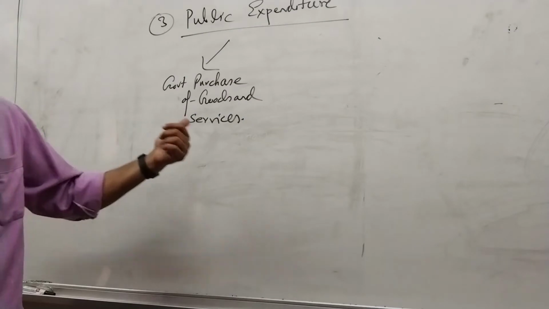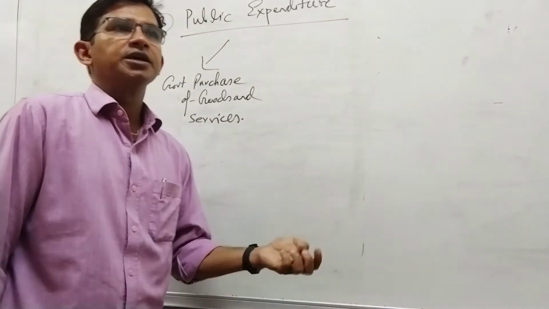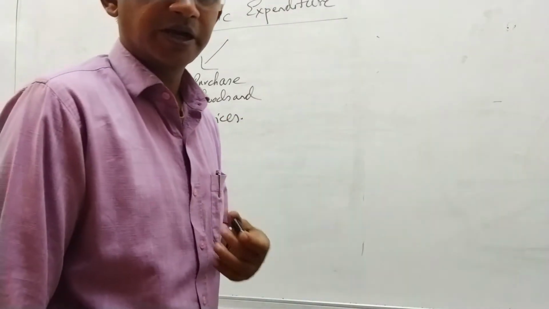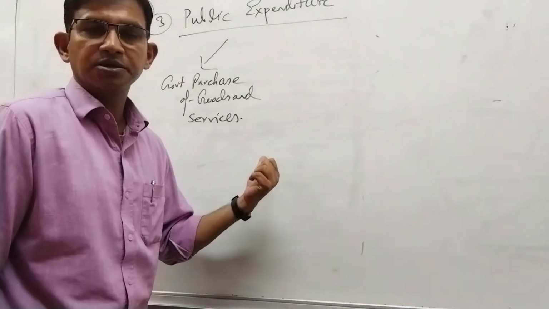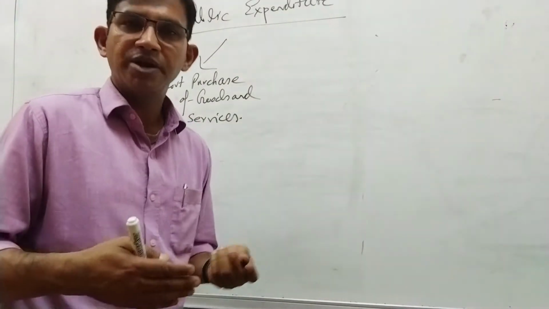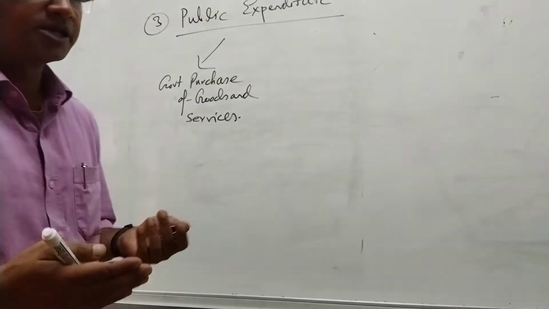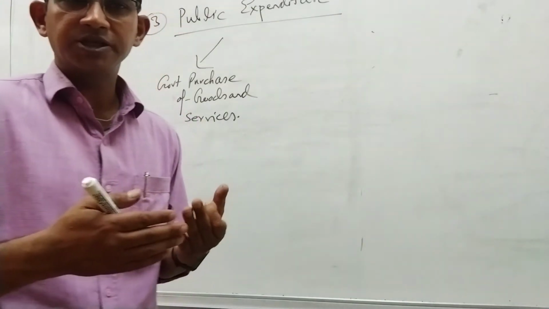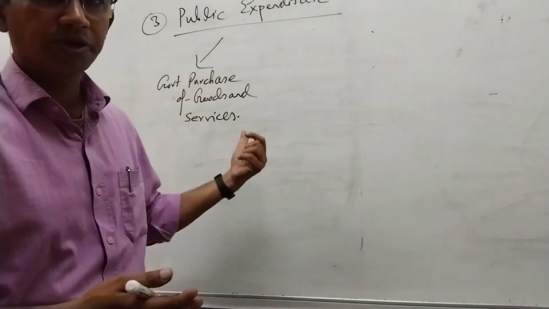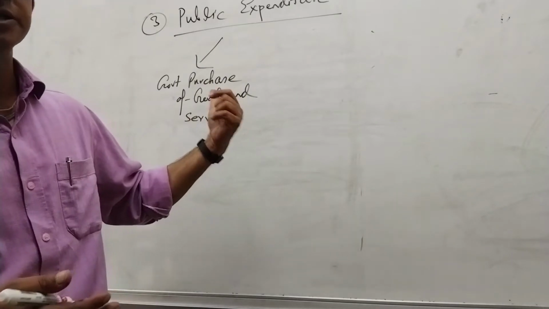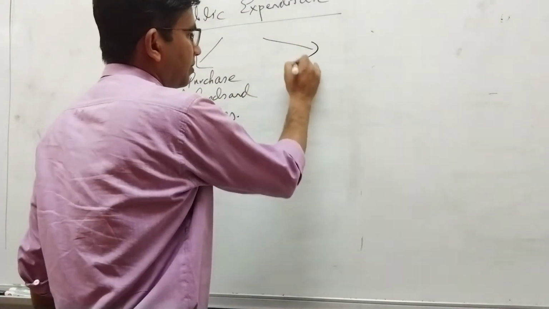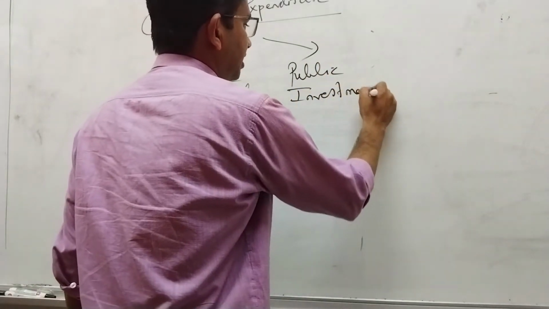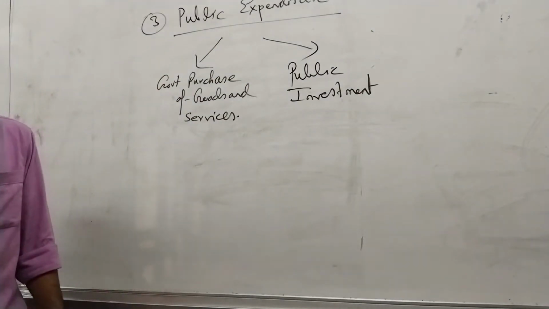Sometimes the government takes the service of different private sector enterprises. The government purchases different commodities from private sector enterprises. For example, the government gives farmers a remunerative price to purchase food grains for the public distribution system in developing countries. So this is one component of the government purchase of goods and services. And another component of government expenditure is called public investment.